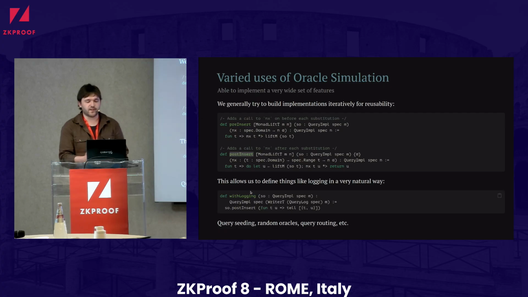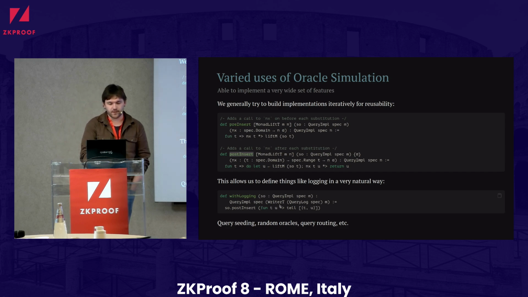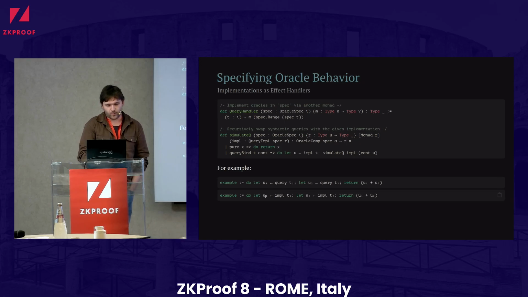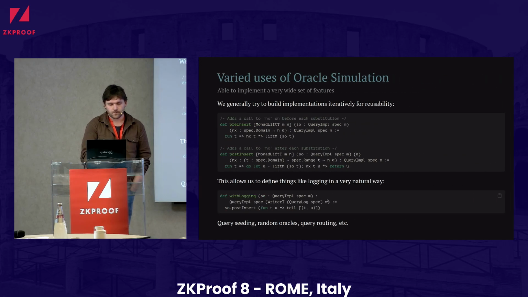And so something as simple as logging is just, we can add logging to any existing implementation by just post-inserting in this writer monad, telling it that input. And so then, if we had this example here again, we would now have inserted right here and right here the logging.